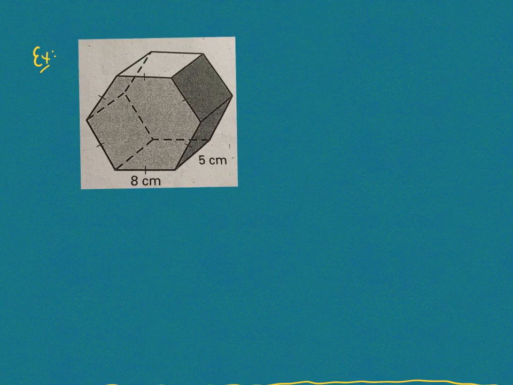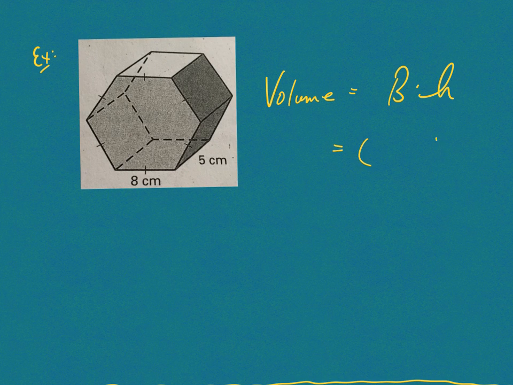And it's more difficult because the base is going to be a more difficult shape to work with. The idea is still the same. We still want to calculate the volume. So that's still going to be B times H, all right? B is the area of the base. Height is the distance between the bases. But the issue here is the base is a regular hexagon.